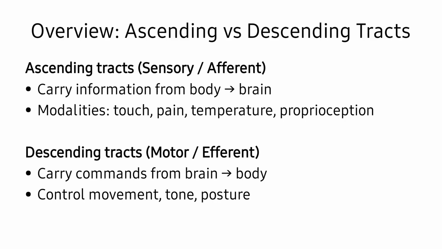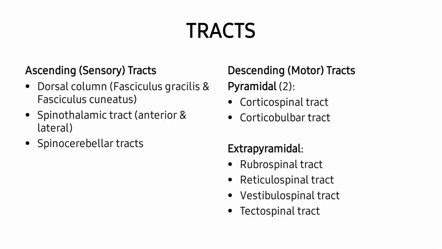So the descending system basically just describes fibers that are under the motor system, carrying commands from the brain to the body. And what do they do? They control movement, tone, and posture. So here's a table trying to just describe the various types of tracts that are found in each category of the main tracts.